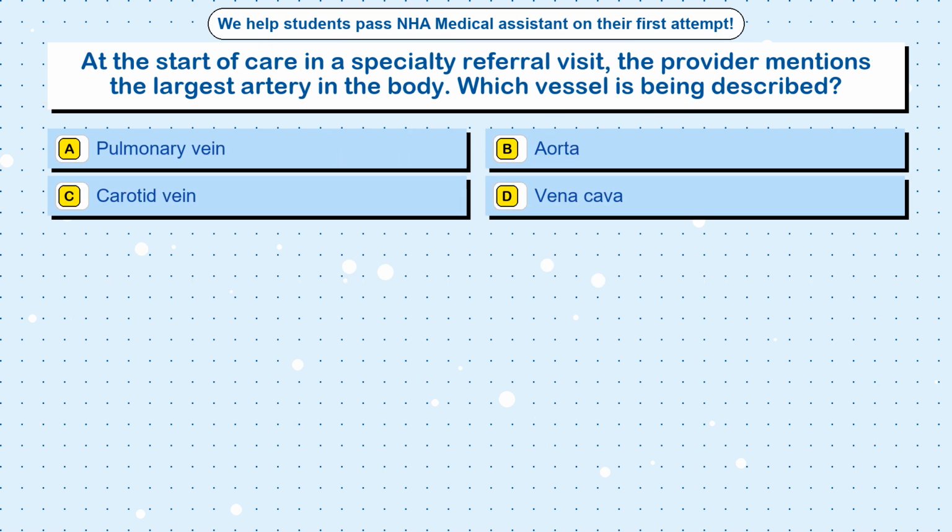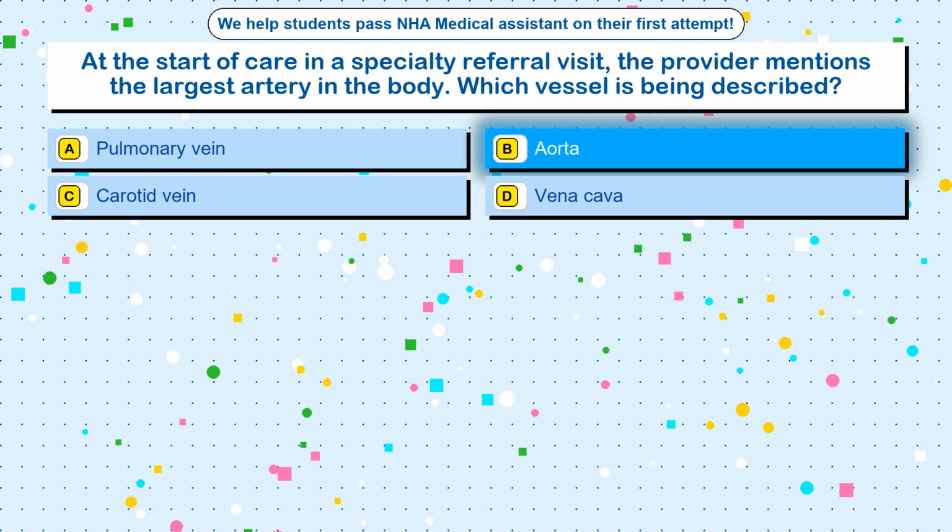Question 100. At the start of care in a specialty referral visit, the provider mentions the largest artery in the body. Which vessel is being described? Option A. Pulmonary vein. Option B. Aorta. Option C. Carotid vein. Option D. Vena cava. The correct answer is option B.